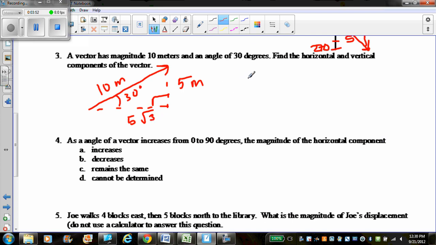So my horizontal component would be 5 times the square root of 3 meters, and my vertical component of this displacement is 5 meters. By the way, I'm calling the 10 meters x.